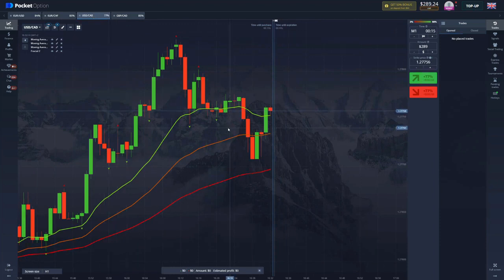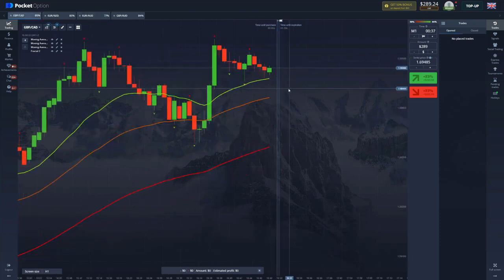This actually looks like a decent setup now. However, I will probably look for something better since the price has broken below 50 EMA previously, and I probably don't want to take the next trade here. So we'll look for more.